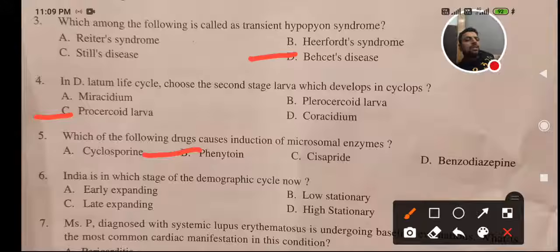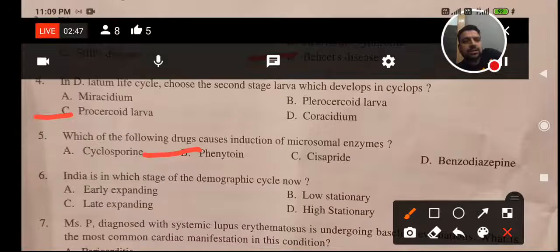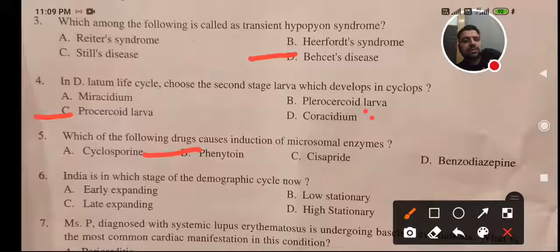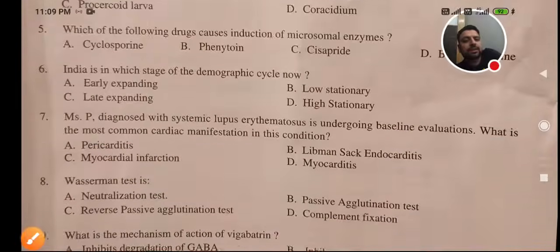India is at which stage of the demographic cycle now? The answer here is: India is in the late expanding stage. Late expanding.